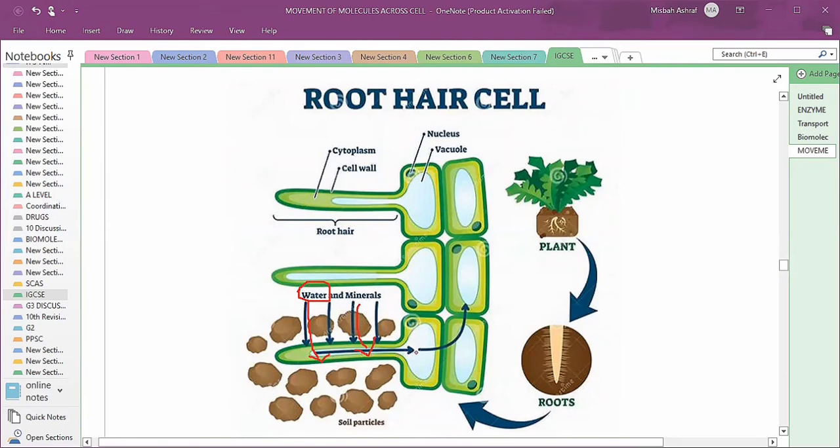Then it will move to the next cell, where it is in lower concentration. This cell has lower concentration of water as compared to the previous one, so it moves from higher to lower concentration. Then the next cell has even lower concentration of water, so it will move to that cell, and ultimately it moves into the xylem, from where it is carried to different parts of the plant. But in xylem, always remember water does not move up by the process of osmosis. That is another process we will discuss in transport in plants.